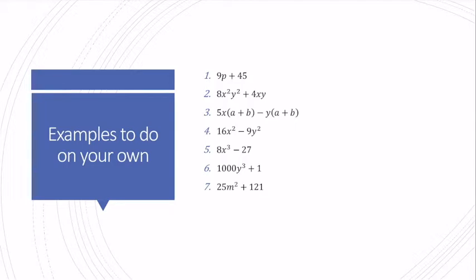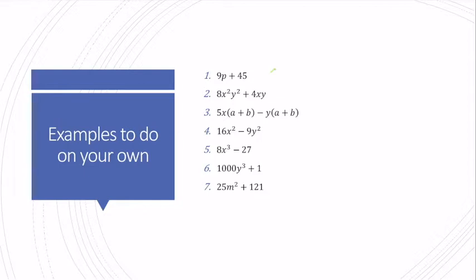So here are some examples I'd like you to do on your own. I can go ahead and get started on a couple. For this first one, we're really just going to be factoring out the greatest common factor, which is 9. So that gives me 9 times p plus 5.